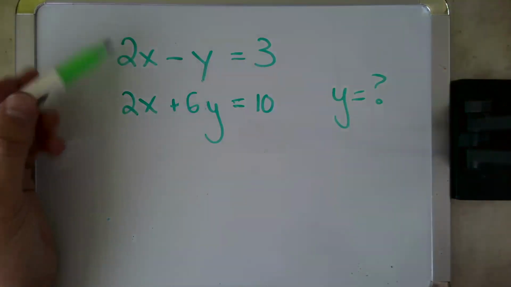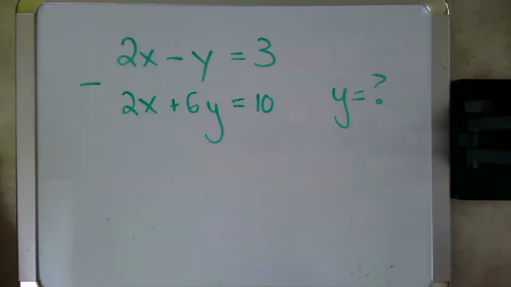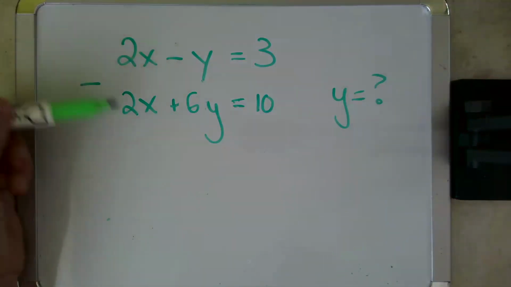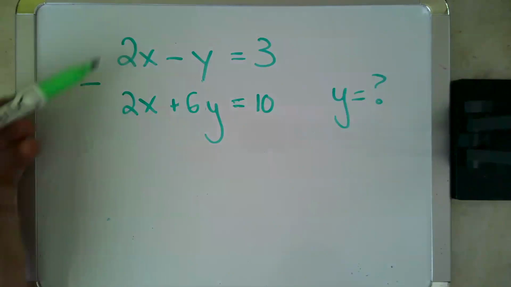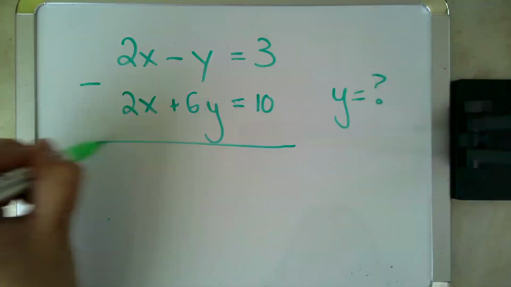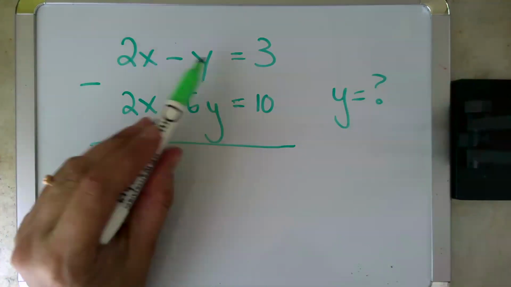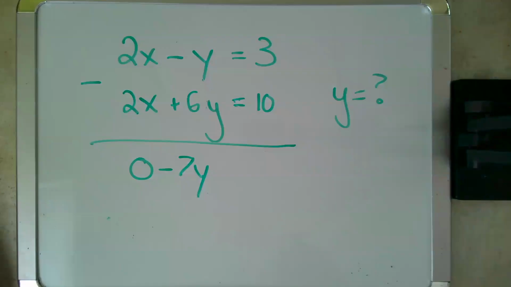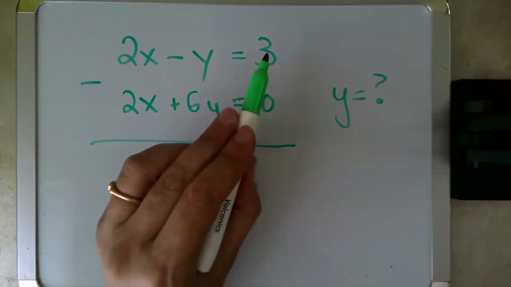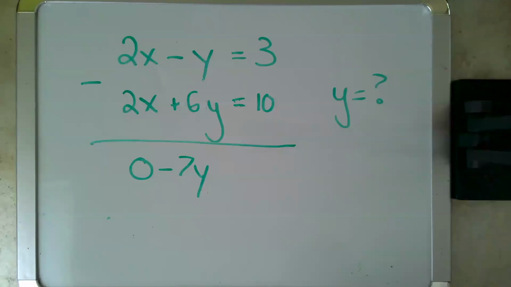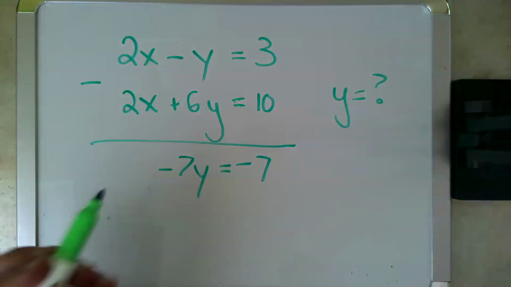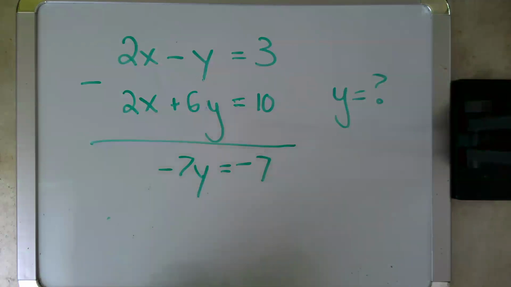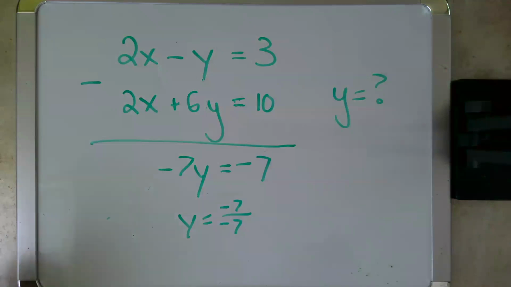Now, to eliminate x, I'm going to choose to subtract, and I'm going to subtract each set of like terms. So 2x minus x gets me 0. Negative y minus 6y gets me minus 7y. And 3 minus 10 gets me negative 7. My next step to get y by itself is divide by negative 7. And negative 7 divided by negative 7 is just 1.